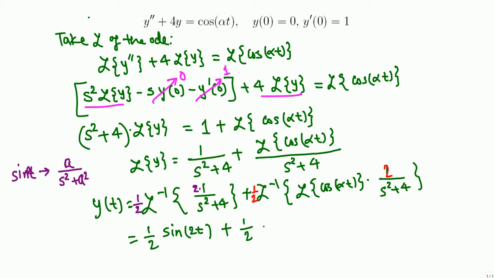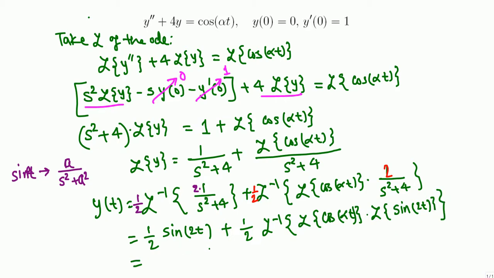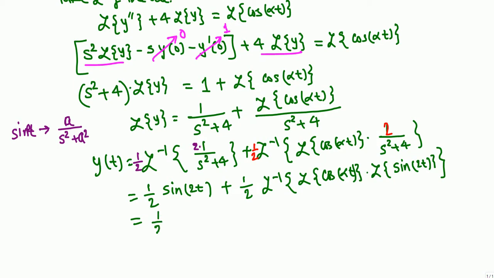So 1/2 outside, inverse Laplace of Laplace of cosine alpha t times, this is Laplace of sine 2t. Now this part is good, 1/2 sine 2t plus 1/2.